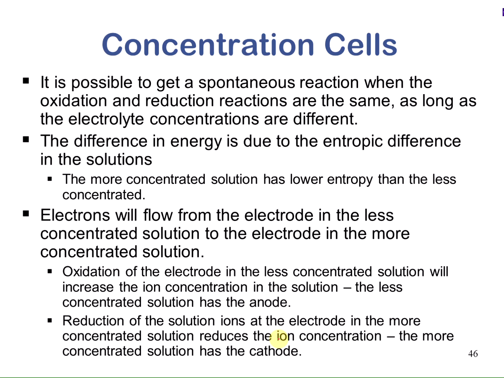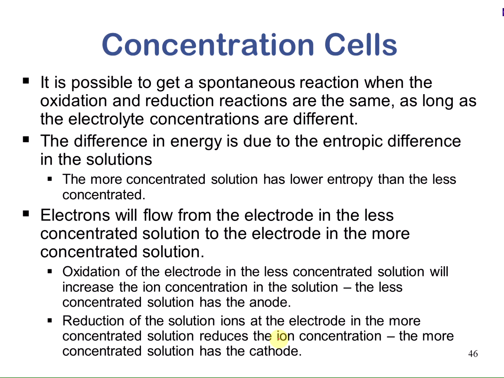Now concentration cells, this is when you have a difference in concentration, so it's possible to get a spontaneous reaction when the oxidation and reduction reactions are the same, as long as the electrolyte concentrations are different. And this difference in energy is due to the entropic difference in the solutions. So the more concentrated solution has lower entropy than the less concentrated.